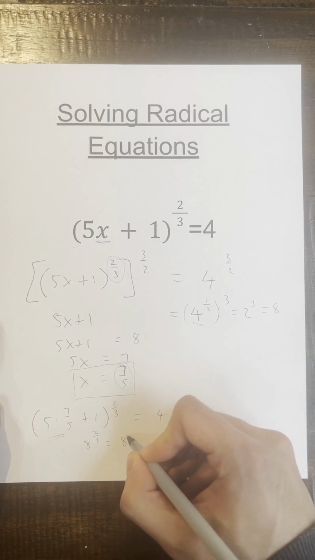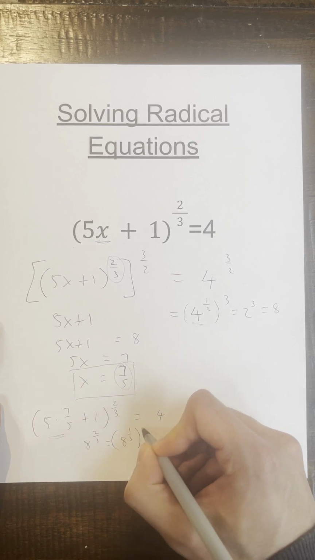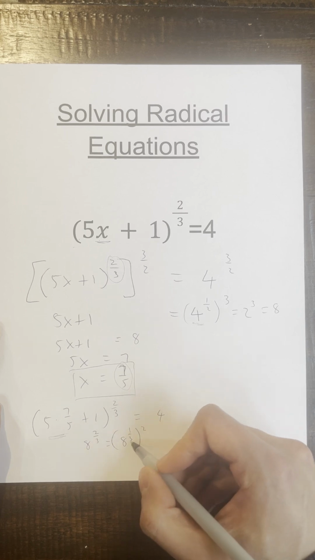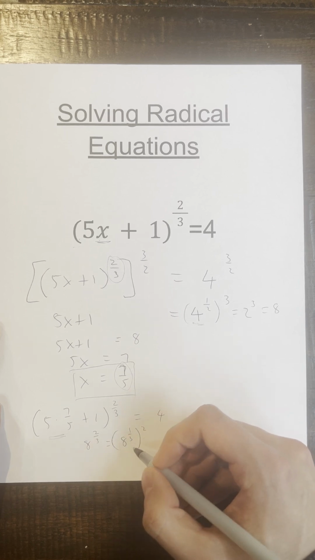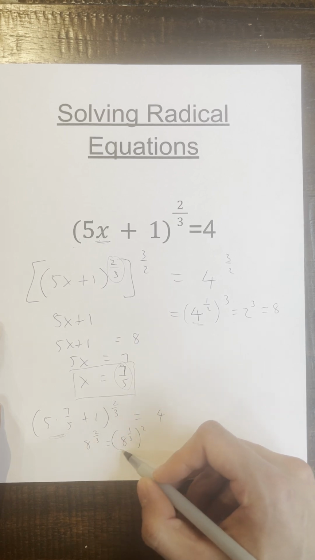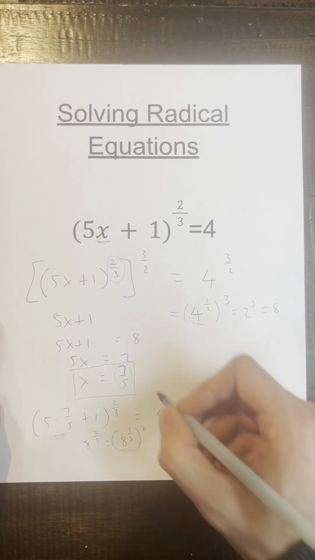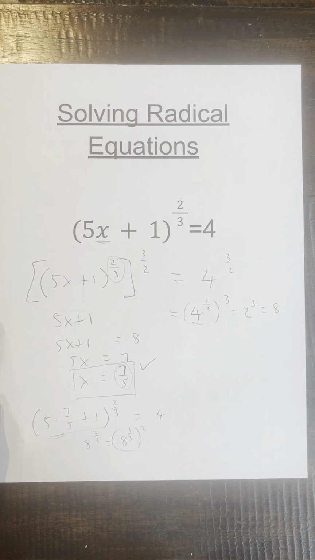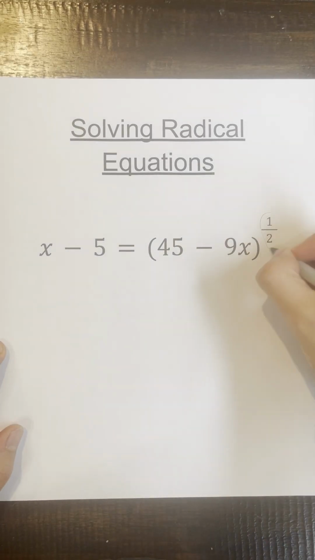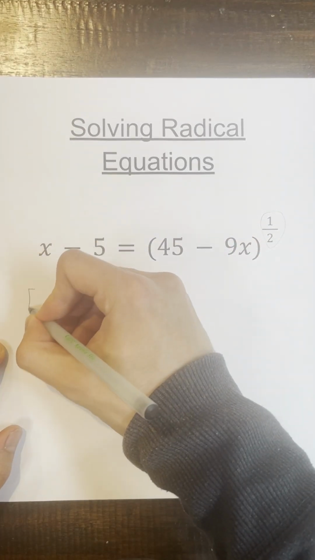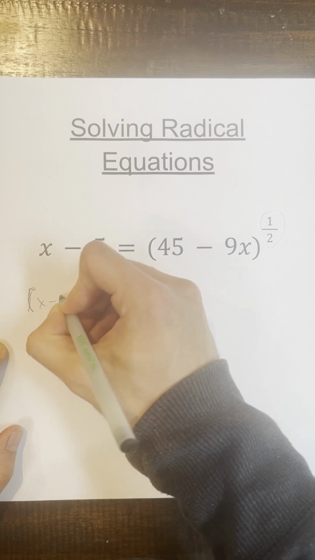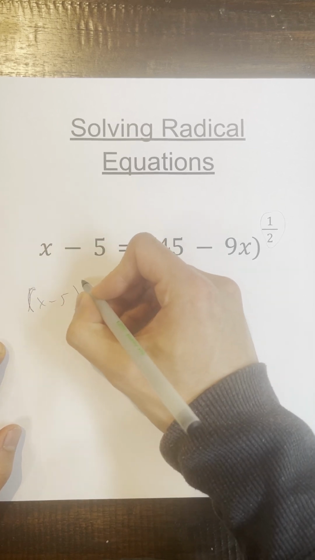Well, this is going to be 8 to the power of 1/3 to the power of 2. What's the cube root of 8? 2. And so the left-hand side becomes 2 squared, and that's equal to 4. So we're good. How do we get rid of the 1/2 here? Let's go ahead and raise both sides of the equation to the power of 2.